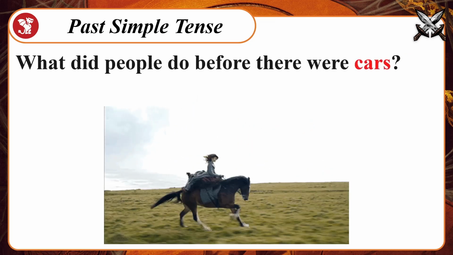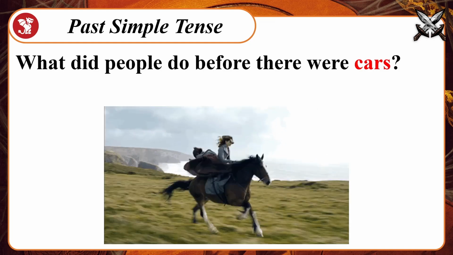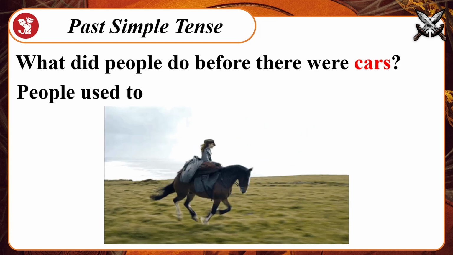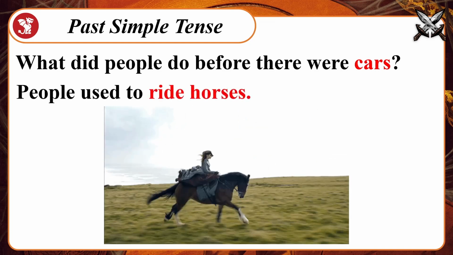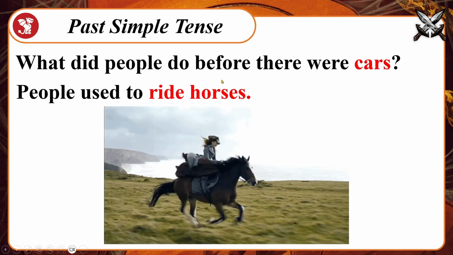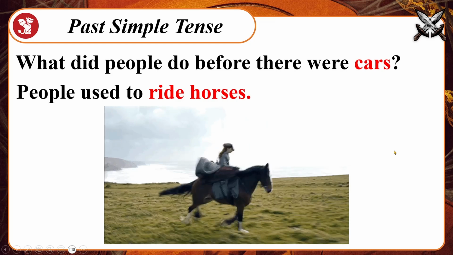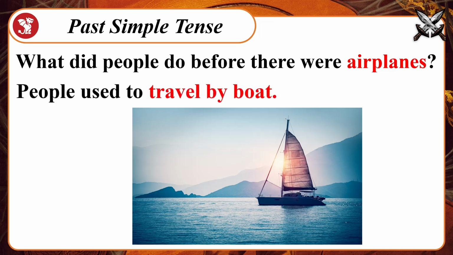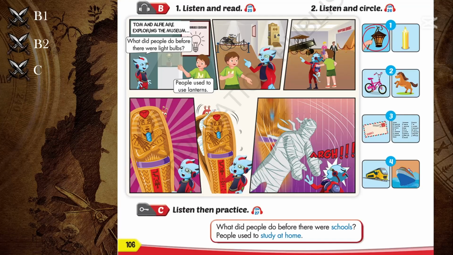Next, what did people do before there were cars? We start the sentence with people used to, and ride horses. And the next one. What did people do before there were airplanes? People used to travel by boat. These are examples for the structure.